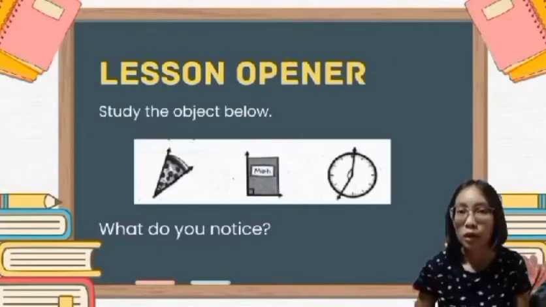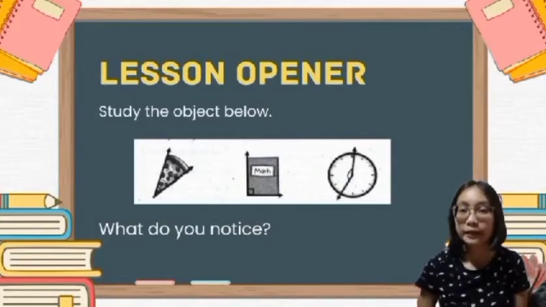So, lesson opener. Study the object below. What do you notice? In the picture, we notice that there are different kinds of angles, and that is acute, right, and obtuse angle.